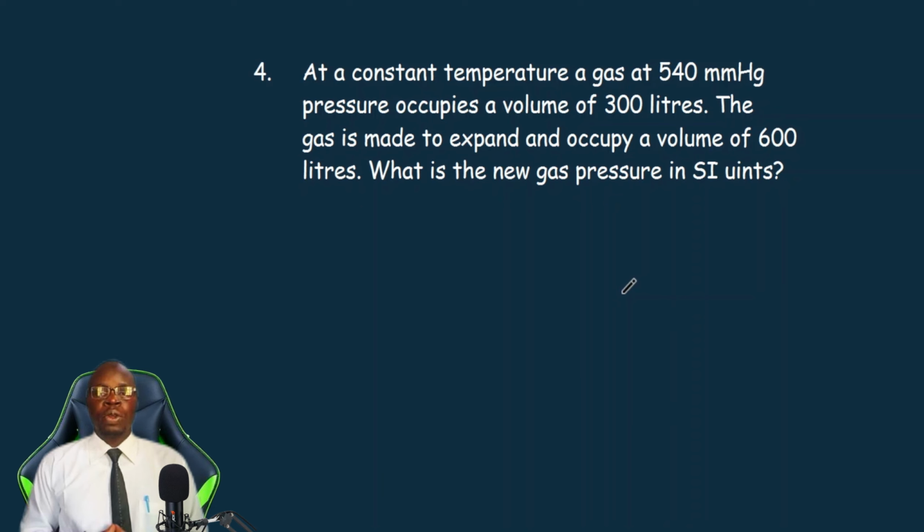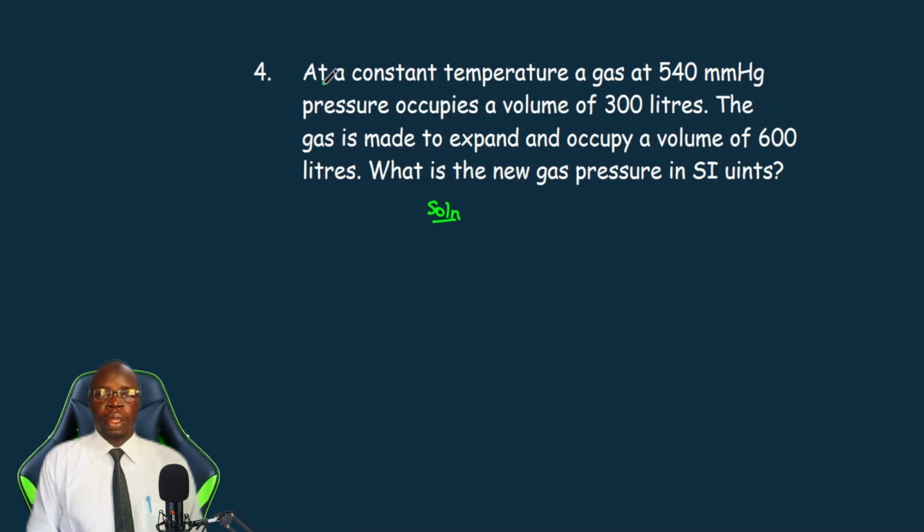So from here, we're also given our pressure in millimeter mercury. Our volume this time is in liters, and we're asked to calculate the pressure in SI unit. So our SI unit is either Newton per square meter or pascals. And we have to collect our data to start working this question out.